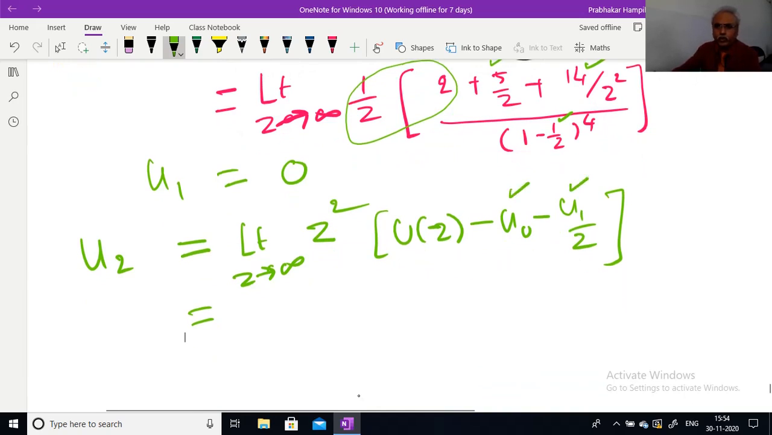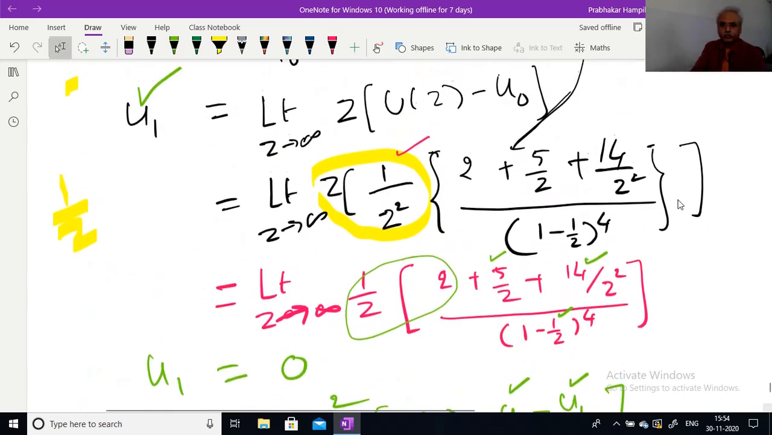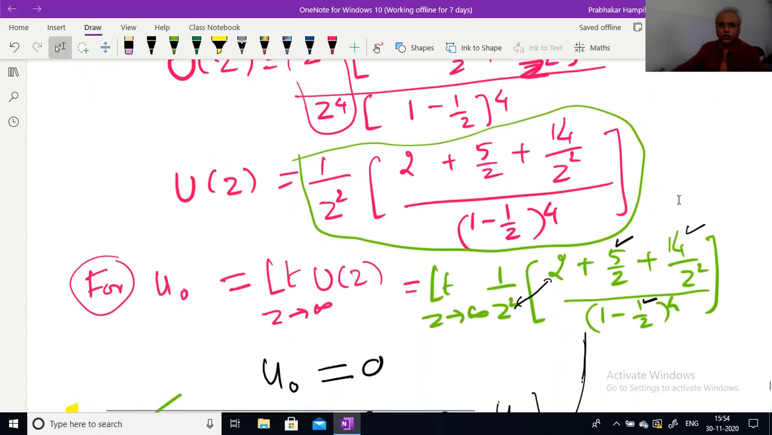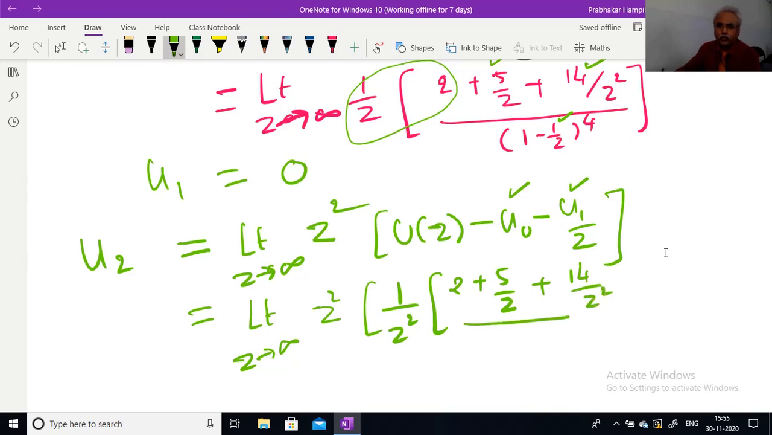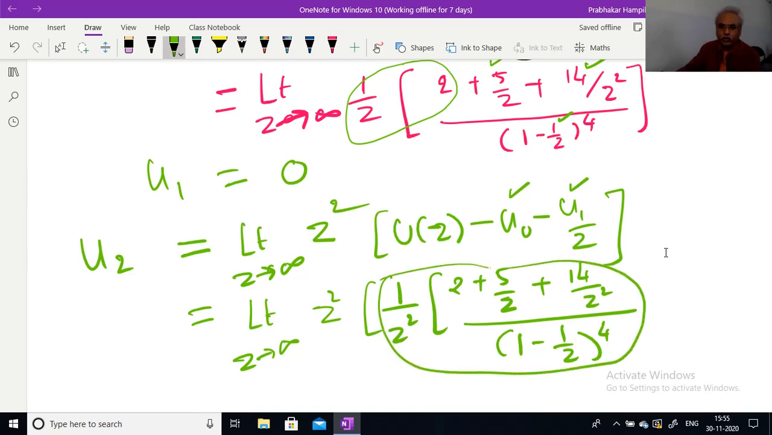This is equal to, both u0 and u1, just now we found that they are zeros. Limit as it is, z tending to infinity as it is, and z square as it is. u of z, let me remind, this is our u of z. This I have to copy paste. So if I copy paste that, 1 by z square, 2 plus 5 by z plus 14 by z square, whole divided by 1 minus 1 by z raised to 4, minus u0 minus u1.